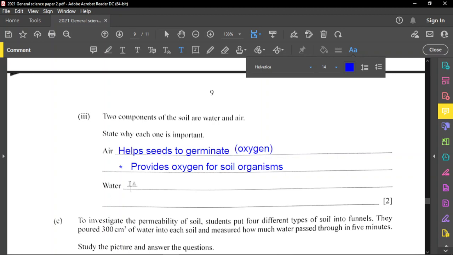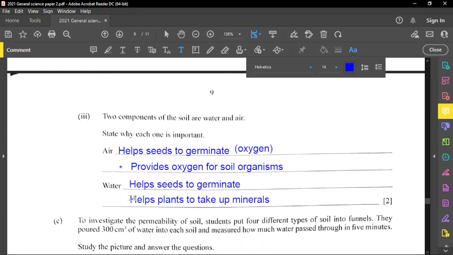Now, water is needed for many reasons. Again, what is needed for germination? I could also mention this: water helps seeds to germinate. So germination is another big thing for water and air. Not only that, but water also allows plants to take up minerals. So water helps plants to take up minerals. The minerals are mineral salts.